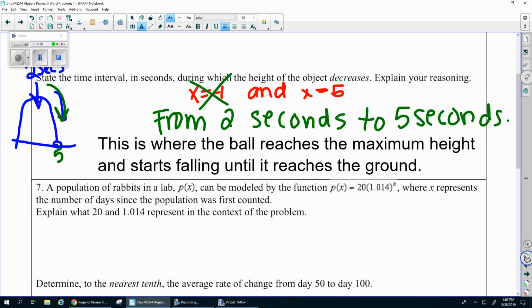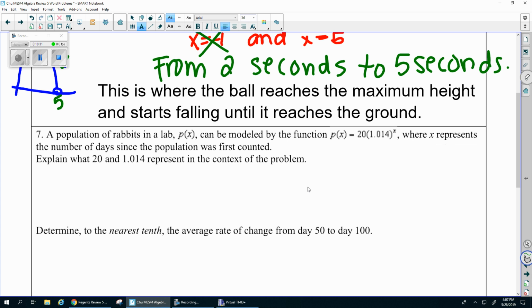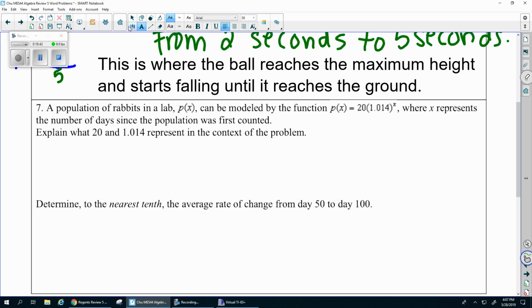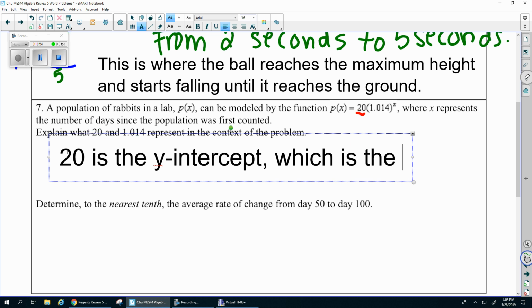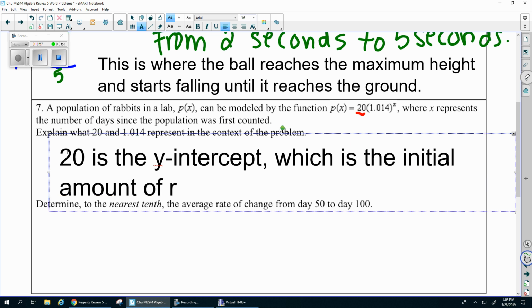Question 7 says, the population of rabbits in a lab P of x can be modeled by the function right here, where x represents the number of days since the population was first counted. Explain what 20 and 1.014 represent in the context of this problem. So our 20 does not have an x attached to it, and we talked about in the very beginning that that must be the initial amount. 20 is the y-intercept, which is the initial amount of rabbits in the lab, okay?